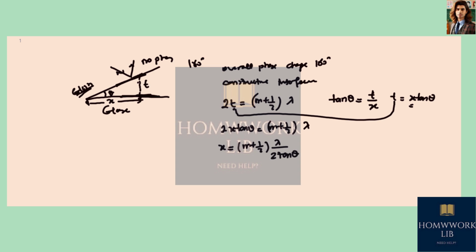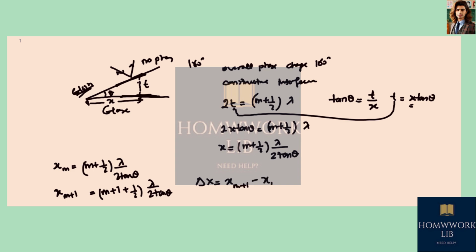Now, if you write it as a function, x_m as a function of m is going to be (m + 1/2) lambda over 2 tangent theta. And the position of the fringe right next to the initial fringe, m plus 1, we can write as (m + 1 + 1/2) lambda over 2 tangent theta. We can formulate it this way, right? Then delta x between the two would be x_(m+1) minus x_m, so that we have (m + 3/2), I just added 1 to 1/2, lambda over 2 tangent theta minus (m + 1/2) lambda over 2 tangent theta.